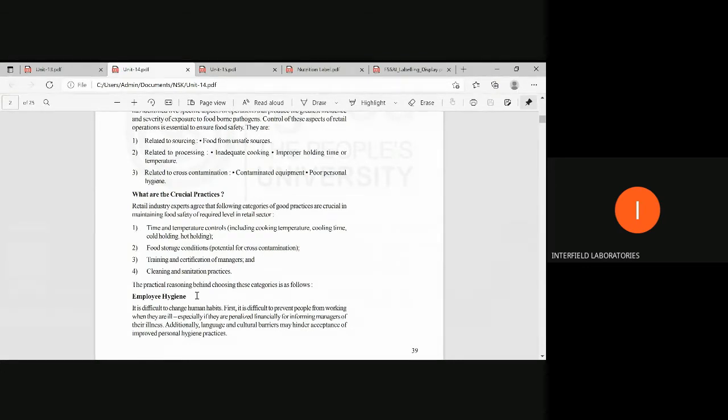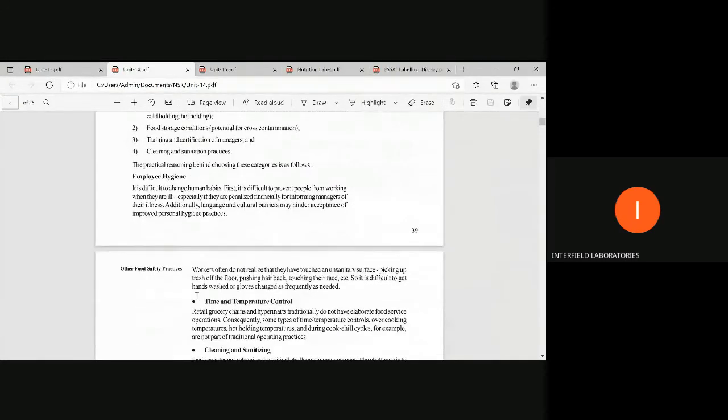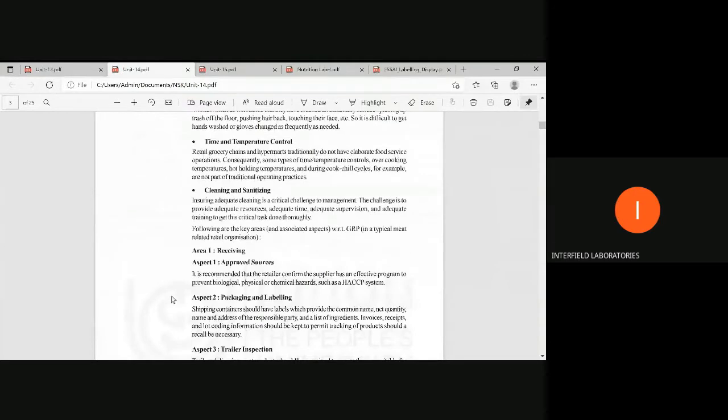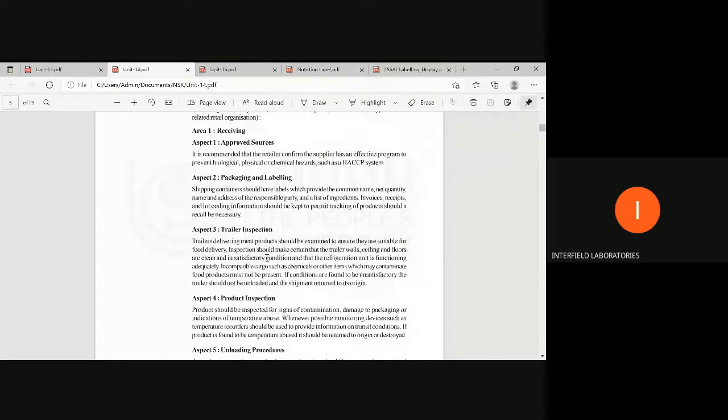So taking an example of a typical meat-related retail organization, we can consider the key areas and associated aspects with respect to good retail practices. So these are the key areas. The first one is the receiving area. The retailer should confirm that the supplier has an effective program to prevent biological, physical or chemical hazards, such as a HACCP system. So the retailer should source the material from such approved sources.